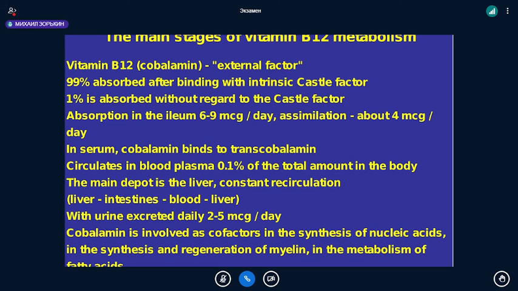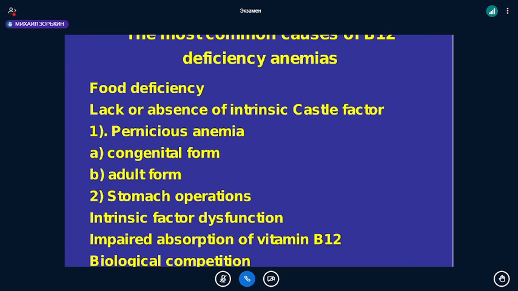In the case when the intrinsic causal factor is absent, only 1% can be observed. So cobalamin is involved as a cofactor in the synthesis of nucleic acid, in the synthesis and regeneration of myelin, in the metabolism of the fatty acids. And in the other case, when B12 is decreased or maybe absent, it will lead to B12 deficiency.